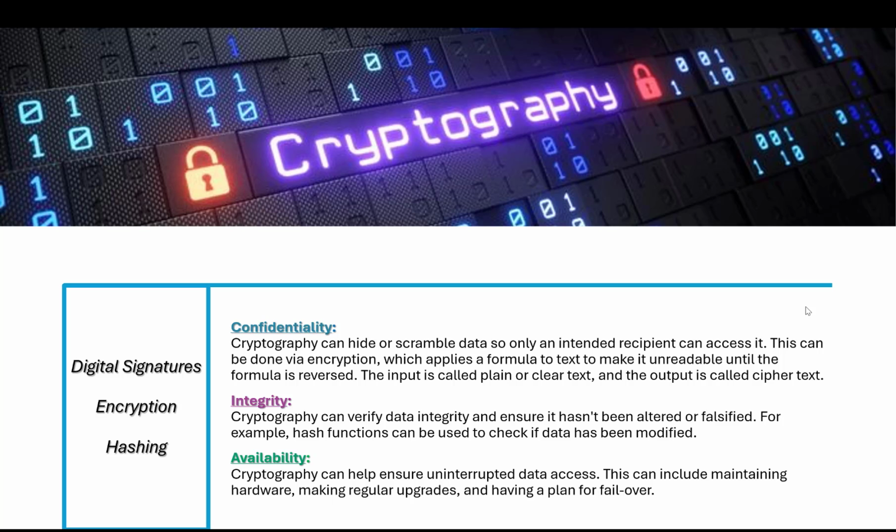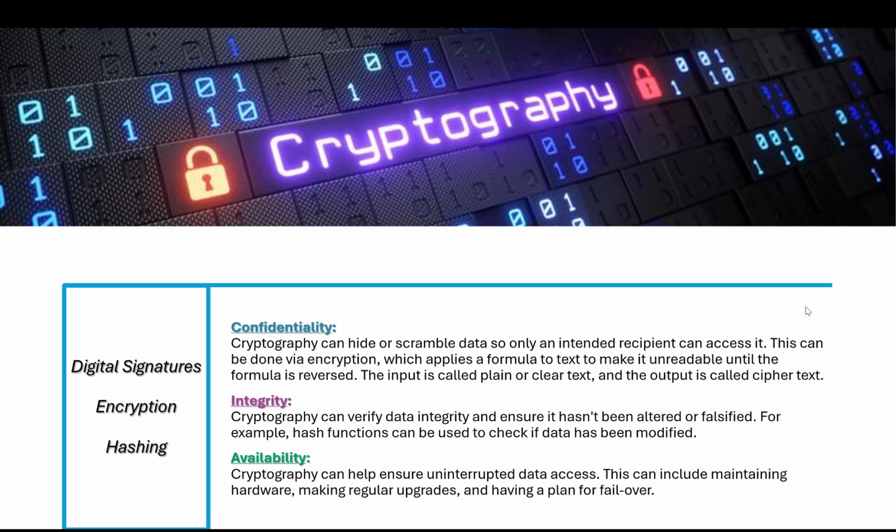First, again, we've covered the CIA triangle many times in your cybersecurity courses. Remember, that stands for confidentiality, integrity, and availability. Now, cryptography can be applied at pretty much each one of these layers, or to achieve each one of these pillars of the CIA triangle.